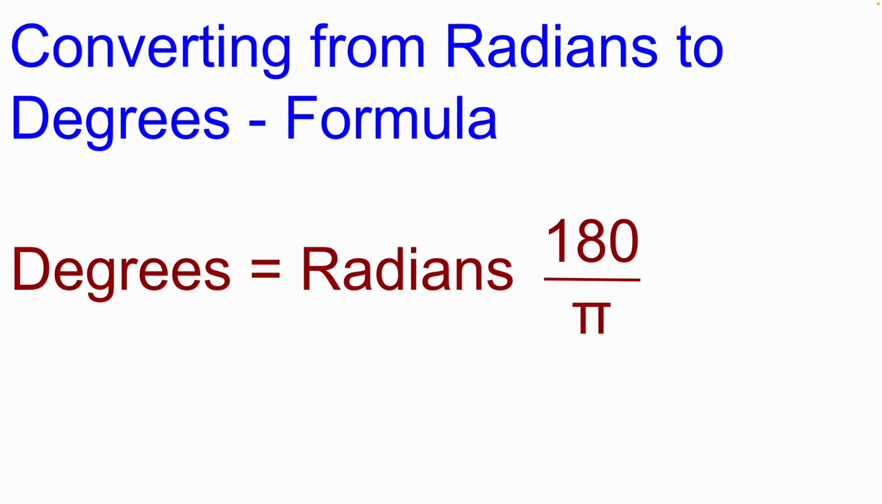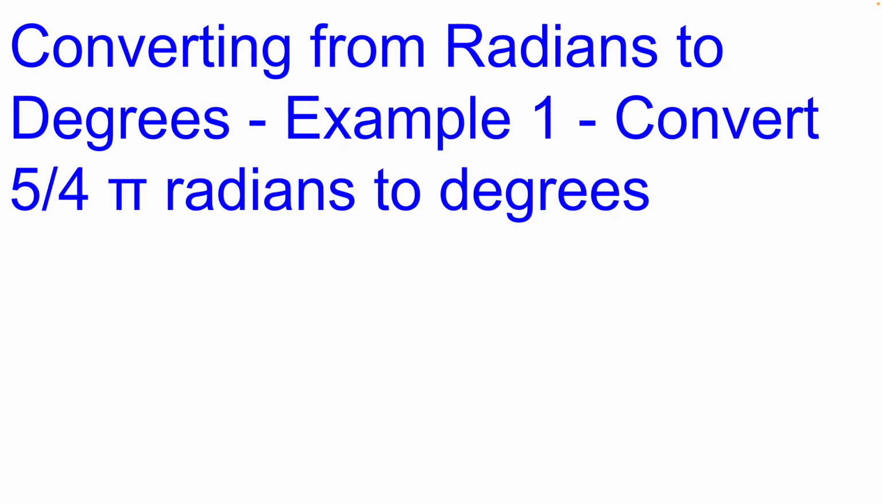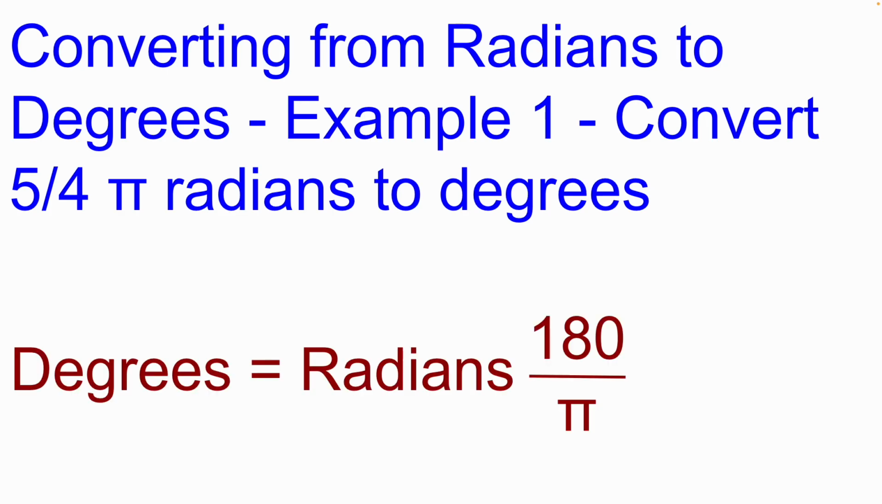I'm going to quickly do a couple of examples of converting from radians to degrees. So that formula is very similar. Degrees equals radians times 180 over pi. I'm going to convert 5/4 pi from radians to degrees. So I'm going to do degrees equals radians times 180 over pi.